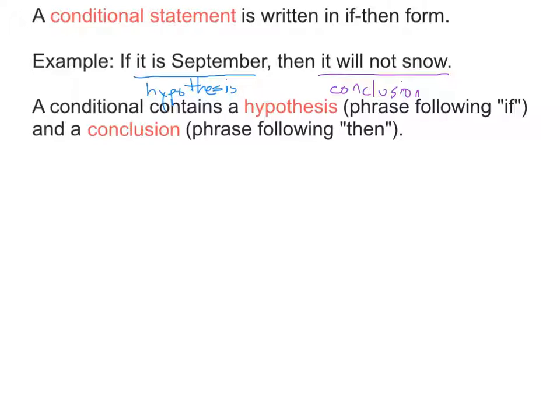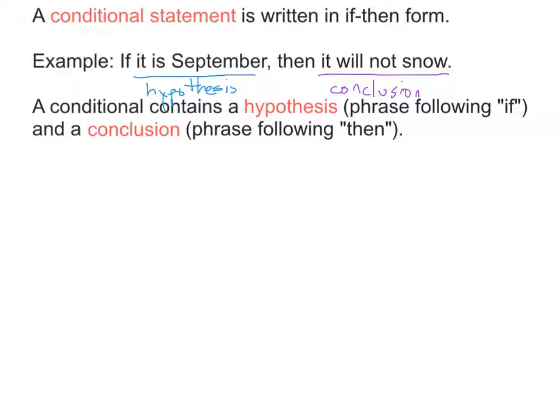And so with an if-then statement, what needs to occur is we need to have the trigger. The it is September has to happen first. And it's happening right now. So this statement is in effect. It is September. Therefore, we can instantly draw the conclusion, it will not snow. So because the hypothesis has occurred, the conclusion should follow if this statement is accurate.